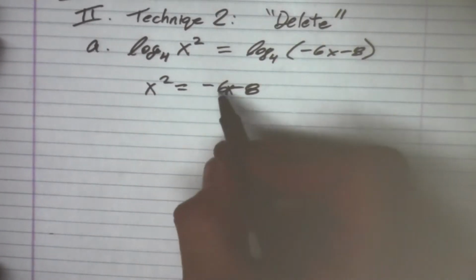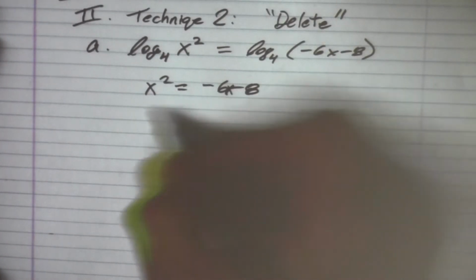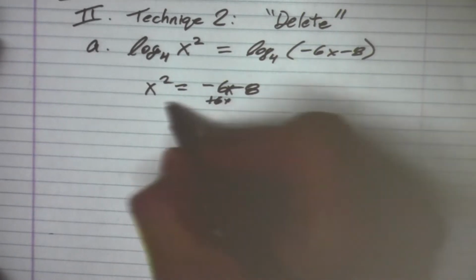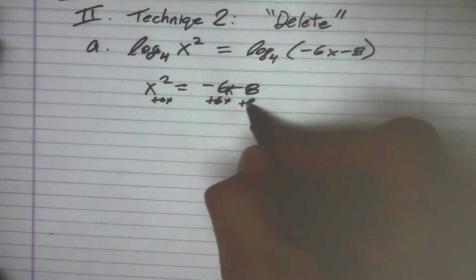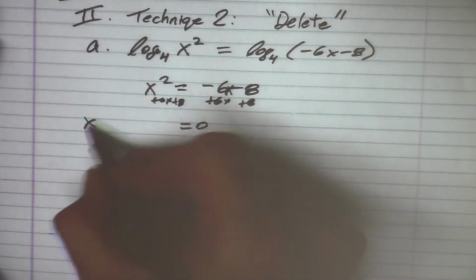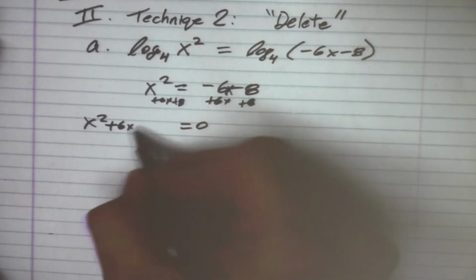So this is x squared here. We've got those, so let's bring those over to this side. Add 6x to both sides, and add 8 to both sides. That means we're going to get 0 over here, and we're going to get x squared plus 6x plus 8.